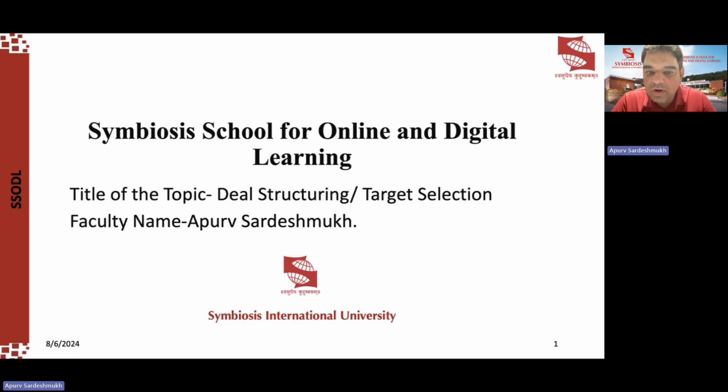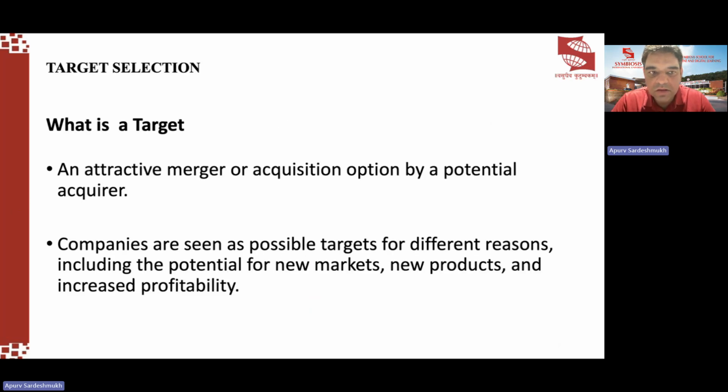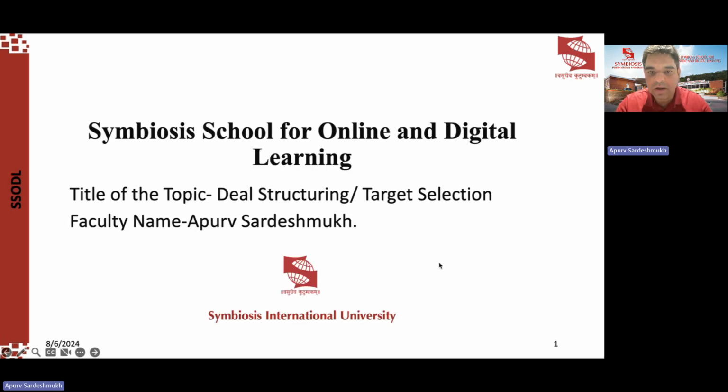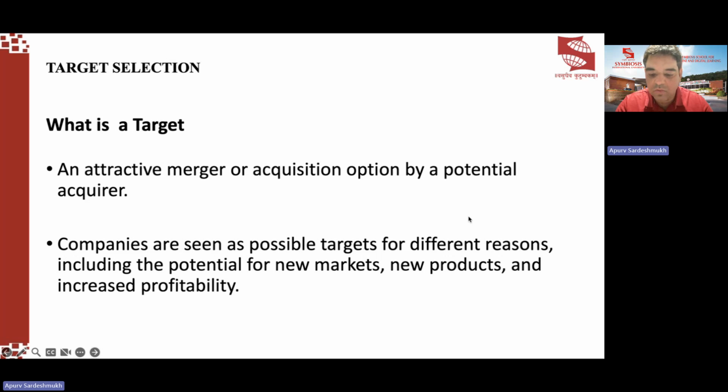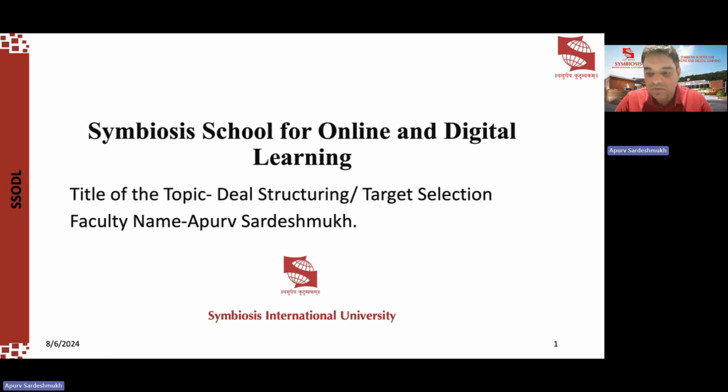Today, we are going to talk about deal structuring and how a target is selected. Typically, one of the most important things that an investment banker does, and one of the most important parts of investment banking and investment finance, is a deal.